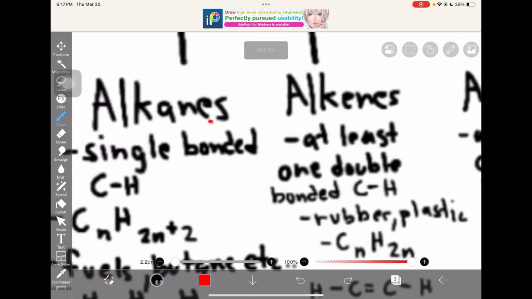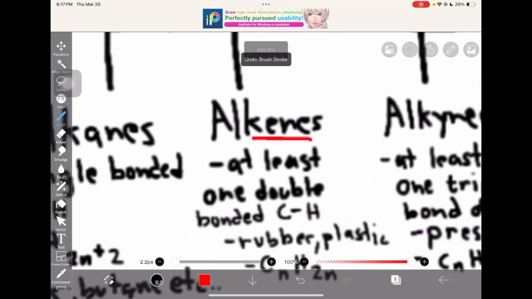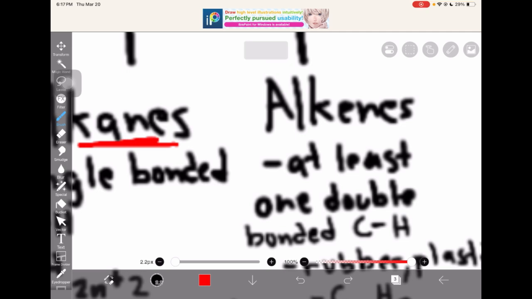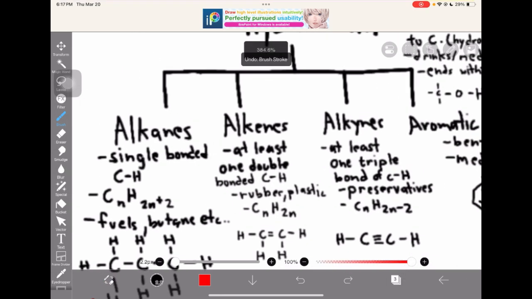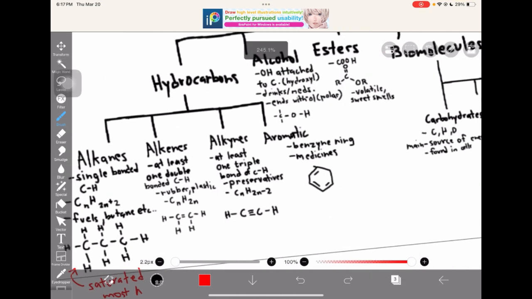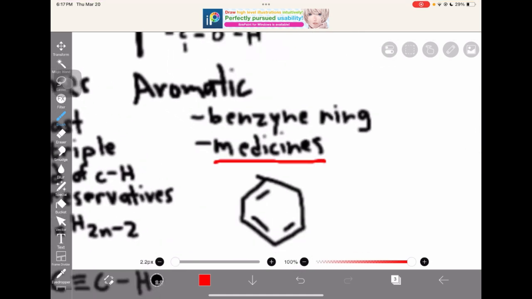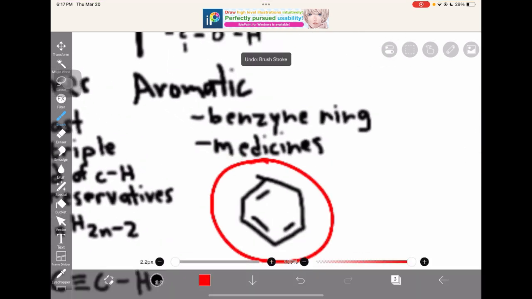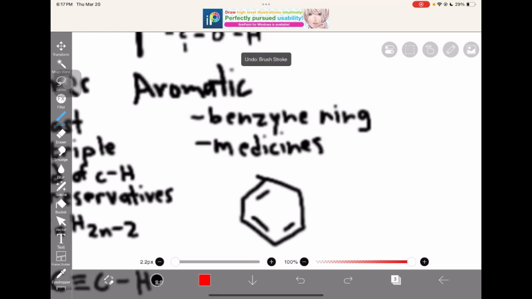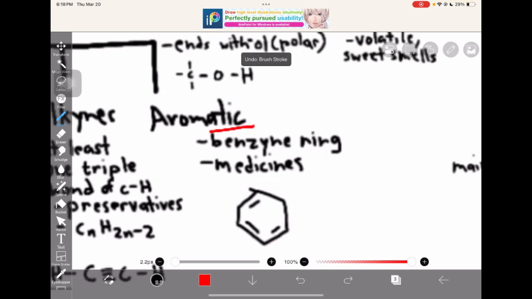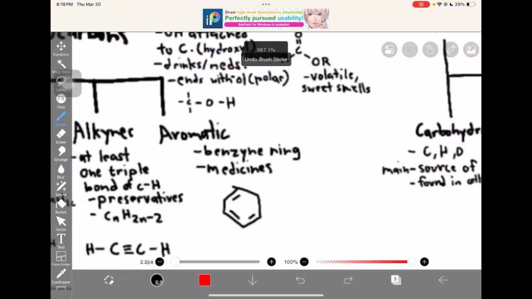So just pay attention to the alkanes, the alkenes, and alkynes. Those are the prefixes you want to look out for. So alkane, alkene, and alkyne. That's all you need to know. And the last one is aromatic. This is just used in medicines and has this little benzene ring over there. That's all you need to know. It's very easy to distinguish. There's not really a fixed formula for it, so you just go about it. Once you see this, that's immediately an aromatic hydrocarbon.